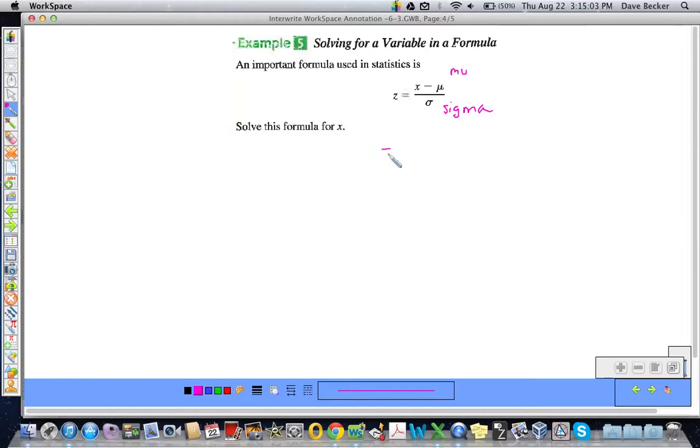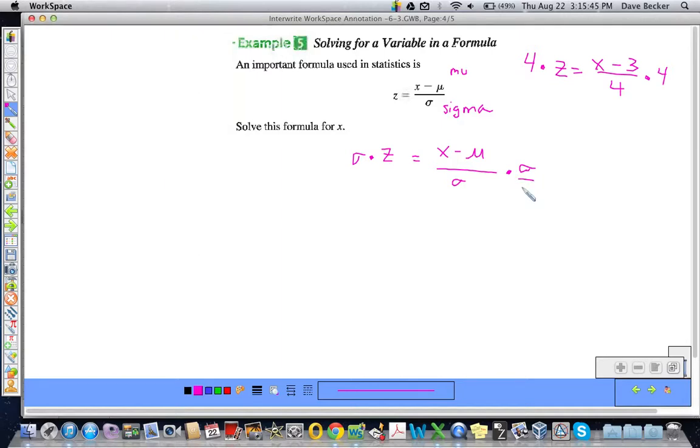Because I wrote that, now I have to rewrite the equation, no big whoop. So z equals x minus mu over sigma. Mu actually stands for the mean of a set of data, and sigma stands for the standard deviation. So I have to solve for x. Well, the first thing I need to do, just like in any other equation, this is no different than, I don't know, z equals x minus 3 over 4. Well, I would multiply both sides by 4 to clear the fraction. But I don't have a 4, I have a sigma. So I'm going to multiply this side by sigma and this side by sigma.